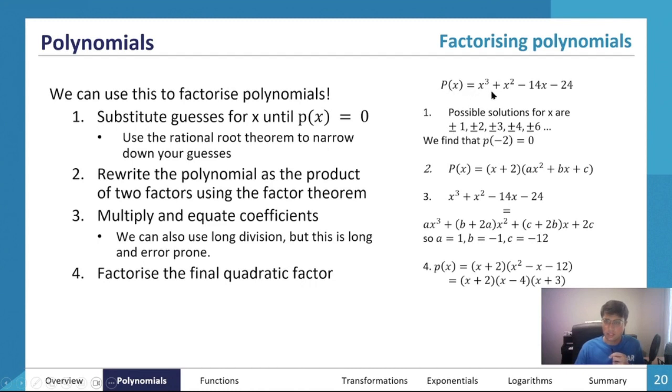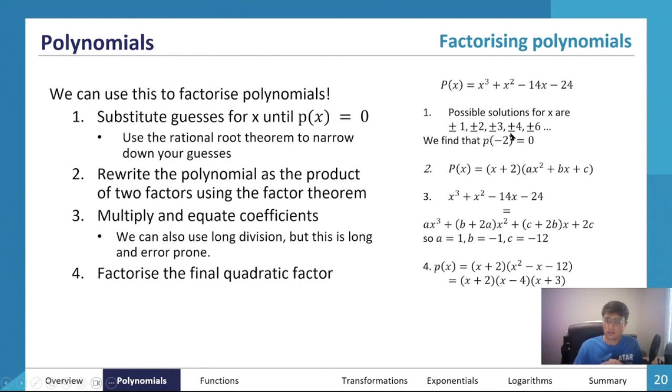Taking this example here on the right, we've got p of x equal to x cubed plus x squared, blah, blah, blah. For our possible solutions for x, remember we take the possible factors of 24 and divide them by the factors of the coefficient in front of the x cubed term, which in this case is 1. So we're just looking at all the factors of 24. That's going to be plus or minus 1, plus or minus 2, plus or minus 3, plus or minus 4, 6, and so on and so forth.